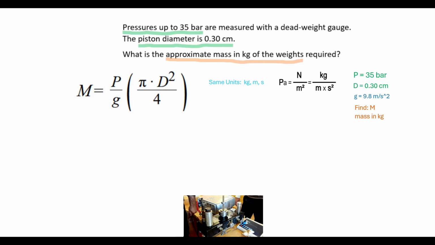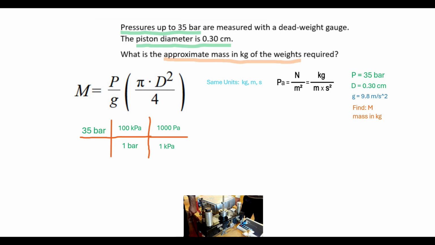First, do dimensional analysis for your pressure value of 35 bar. 100 kilopascals equals 1 bar. 1000 pascals equals 1 kilopascal. As stated earlier, a unit of pascal equals kilogram divided by meter times second squared. Start cancelling out the units.